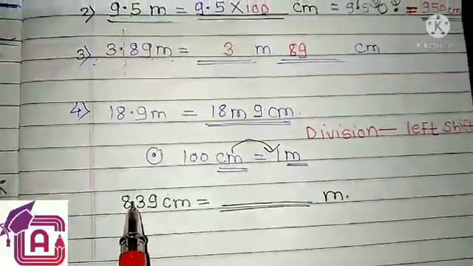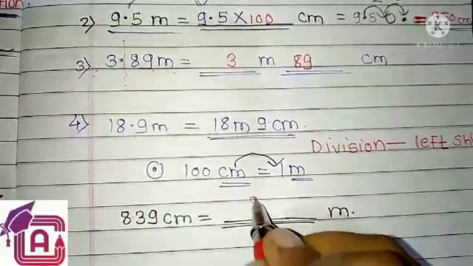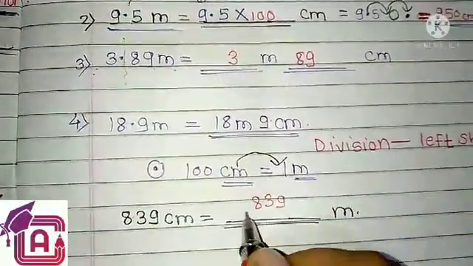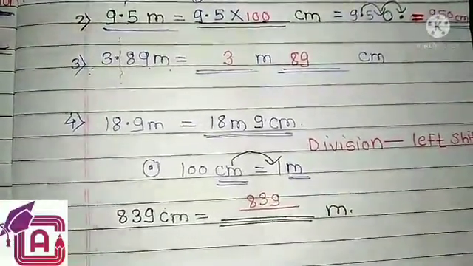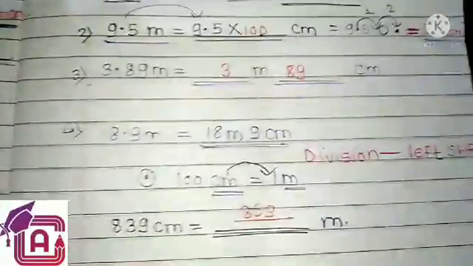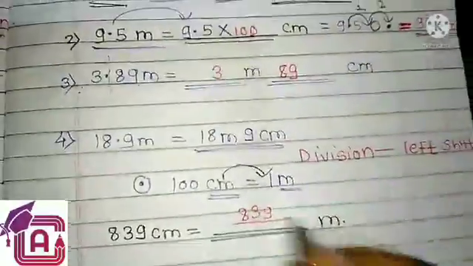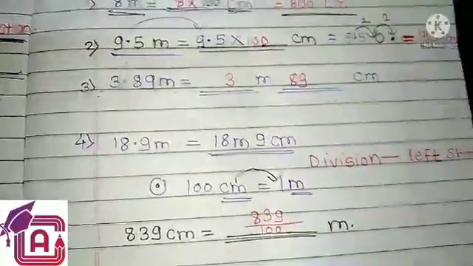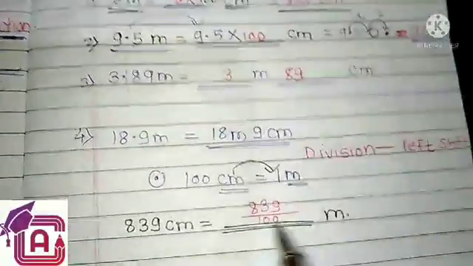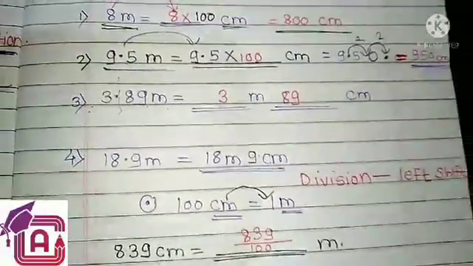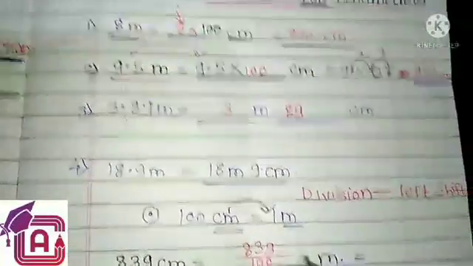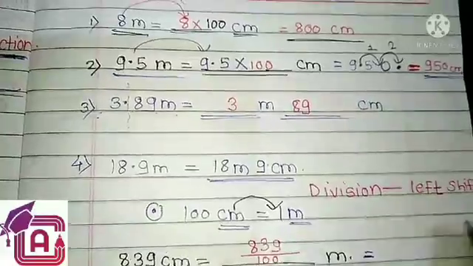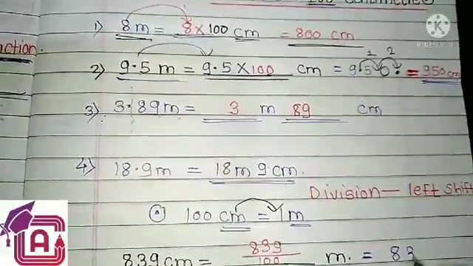So let's begin. Copy the number as it is. At the numerator 839, upon, we have to divide it by how much amount? 100, because it is centimeter to meter, so divide it by 100. So how to write this in a decimal point format? How many zeros? 1, 2. So first I am writing the number 839.